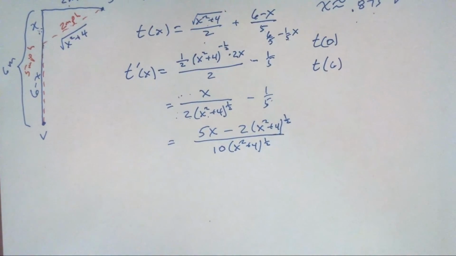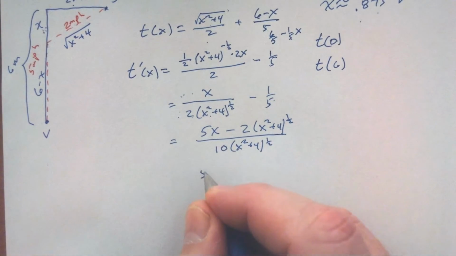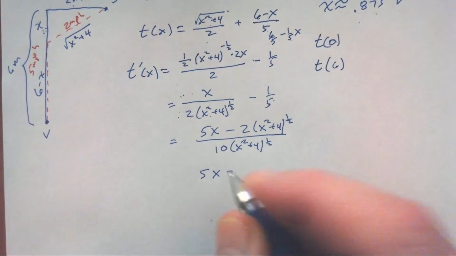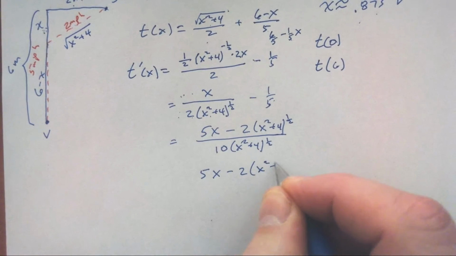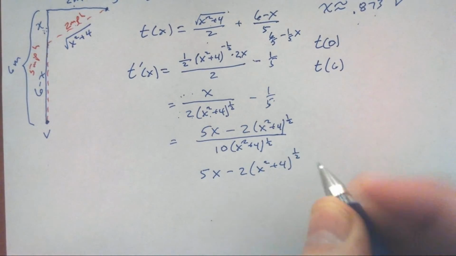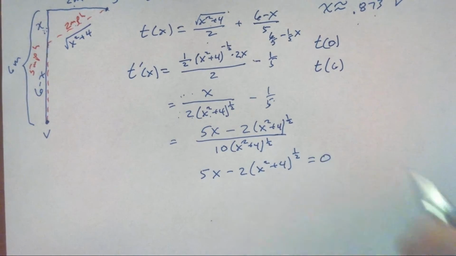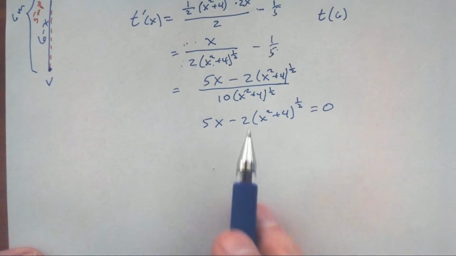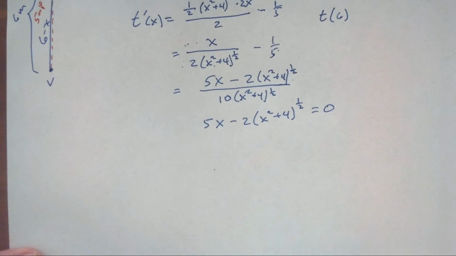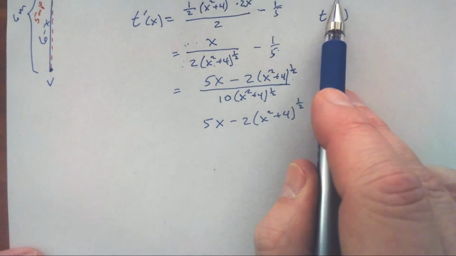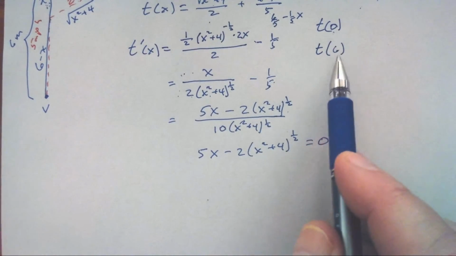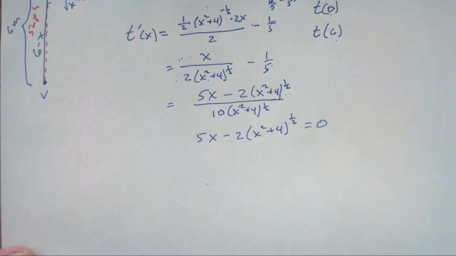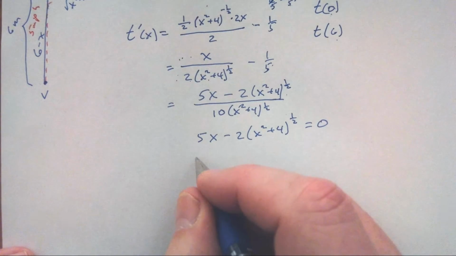And I'm interested in when 5x minus 2 times x squared plus 4 to the 1/2 equals 0. So we got a little bit of algebra left here to do. I'm interested when the numerator is equal to 0. We don't have any points of non-differentiability, but we do have endpoints, 0 and 6.